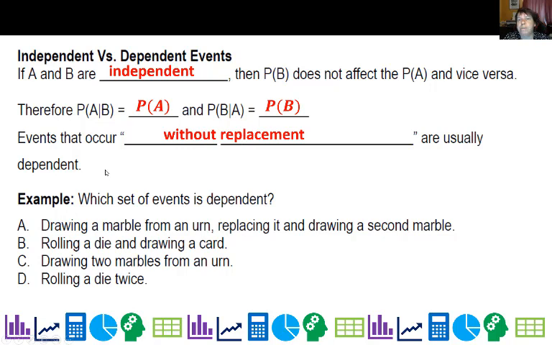So you saw how our probabilities changed when we kept the marble. We didn't put it back and replace it. So what kind of events are dependent? We'll look at these 4 here. Drawing a marble from an urn, replacing it, and drawing a second marble. That's the first example we saw, and that was independent. Rolling a die and then drawing a card. Those do not affect each other, so they're independent. If I draw 2 marbles from an urn and keep it, that would be dependent. Rolling a die twice, the first roll doesn't affect the second roll, so that should be independent. So our answer in this case is C.